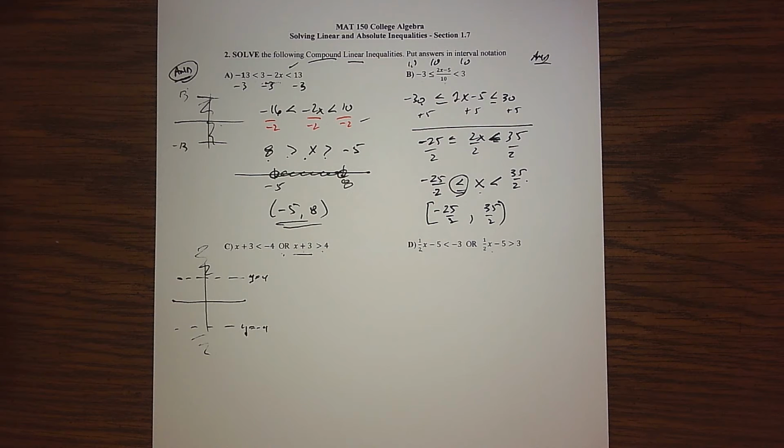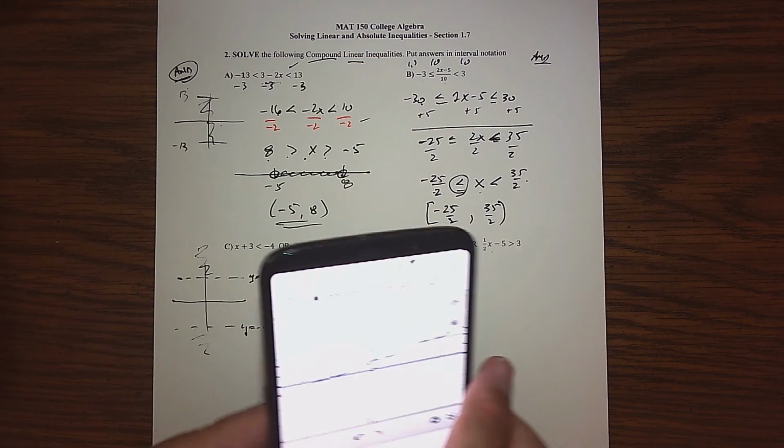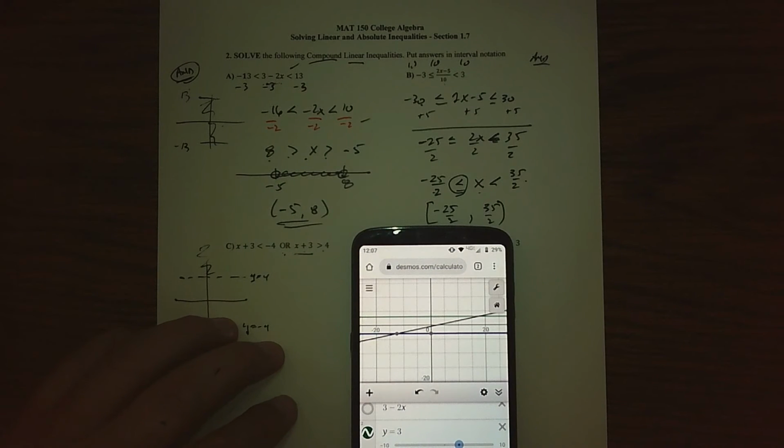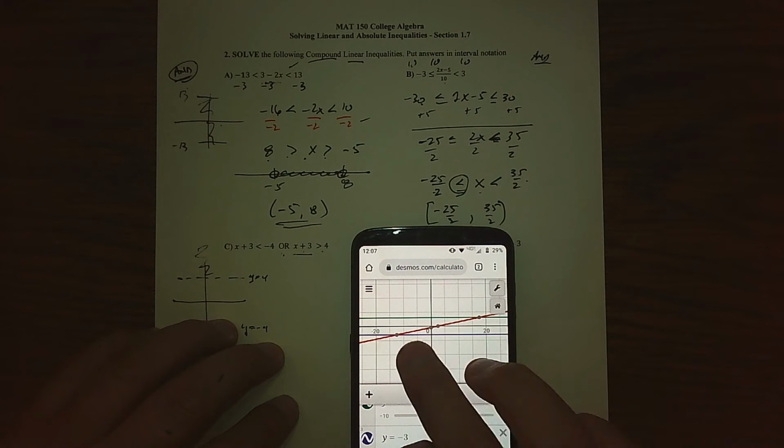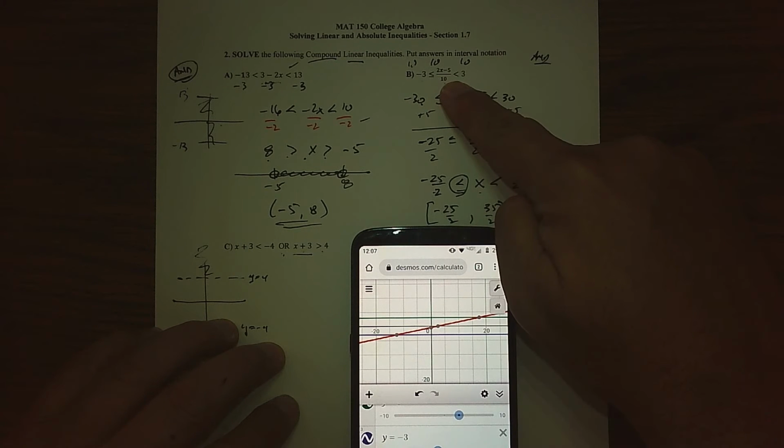I'm going to turn that off and turn that on. Okay, so good. So here's basically our graph. Let me put this in another color so we can compare it. Red. So there's the line, right? In red, (2x minus 5) over 10.